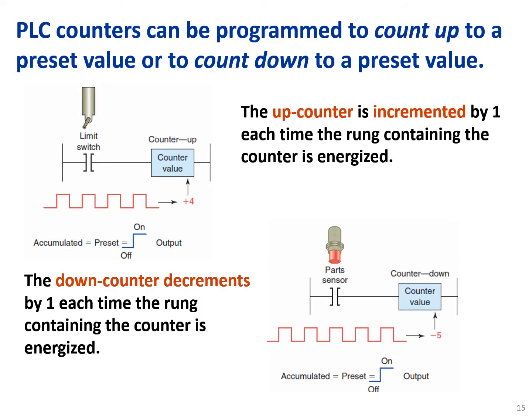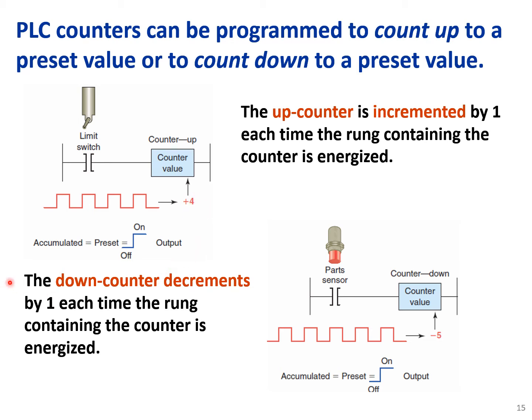PLC counters can be programmed to count up to a preset value or to count down to a preset value. The up counter is incremented by 1 each time the rung containing the counter is energized. Here we have a limit switch, we have our counter up, and here is the signal. Every time it will increment up. So you see that so far we had 1, 2, 3, 4 pulses, and the accumulated value is 4.